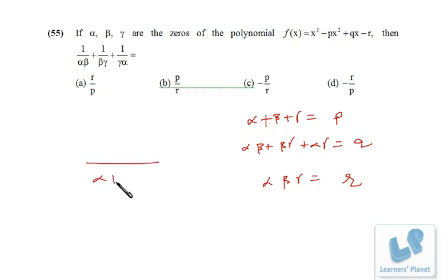Take the LCM, that's alpha beta gamma in the denominator. Here alpha beta cancels with gamma plus alpha plus beta, right? So this is actually this. So alpha plus beta plus gamma will be P and alpha beta gamma will be R. So it's P by R, right?